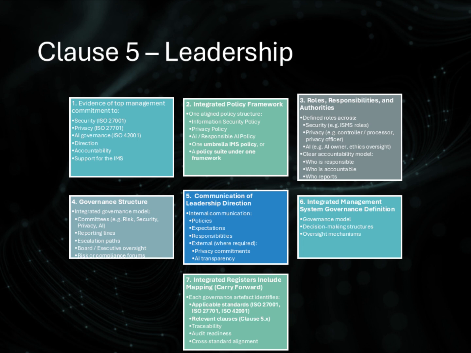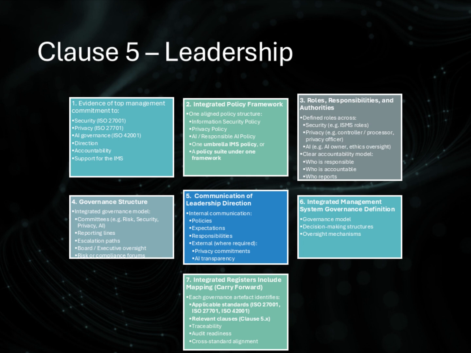We then define roles, responsibilities, and authorities across all domains, including security roles, privacy accountability such as controllers and processors, and AI governance roles such as model owners or oversight functions. This feeds into the overall governance structure, including committees, reporting lines, and escalation paths, ensuring that oversight is clear and consistent. Leadership also ensures that direction and expectations are communicated effectively, both internally and, where required, externally.